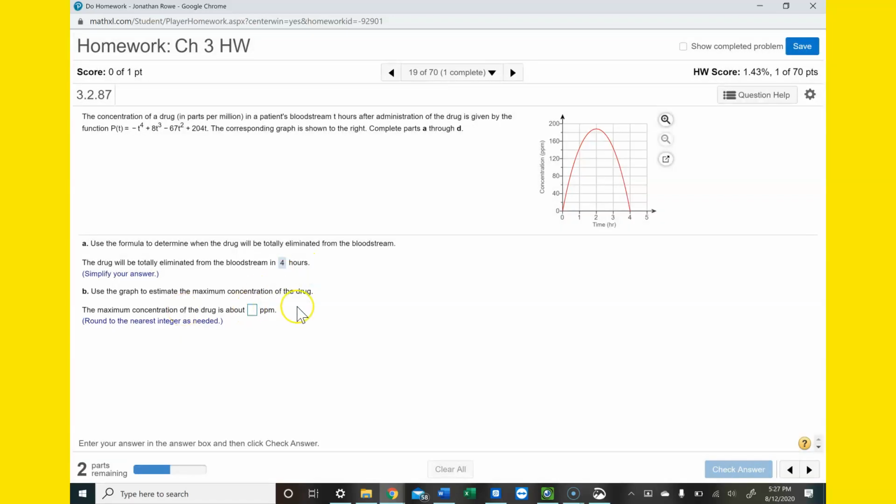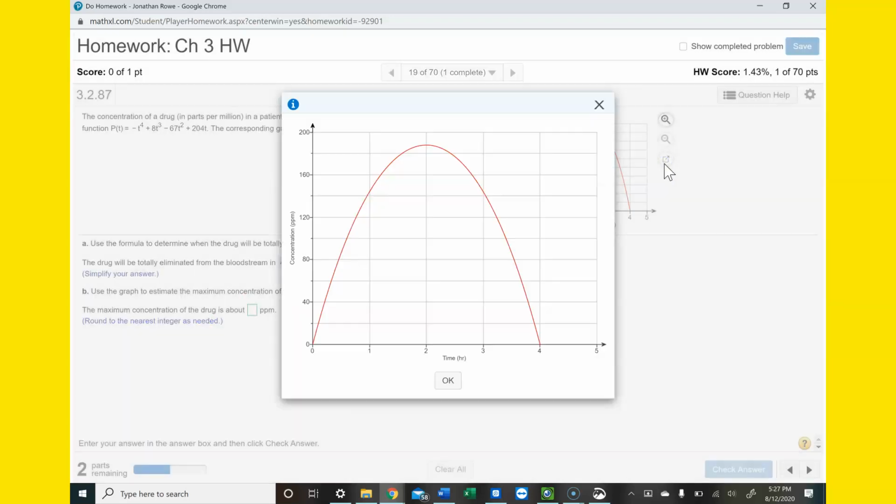Part B, use the graph to estimate the maximum concentration of the drug. Round to the nearest integer as needed. Maybe we should look at this a little bit more closely. It's at 160, that would be 180, and then 200. So I'm thinking this is maybe a little less than 190, right? So 190 would be halfway between this height and this height. So I'm thinking maybe 187.